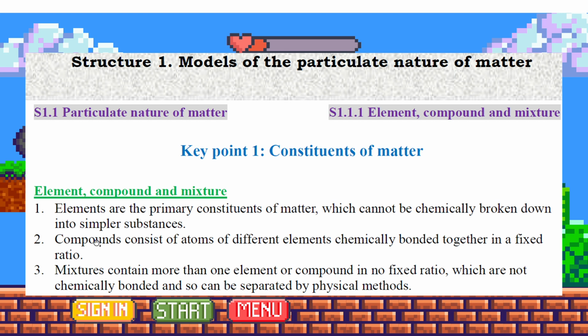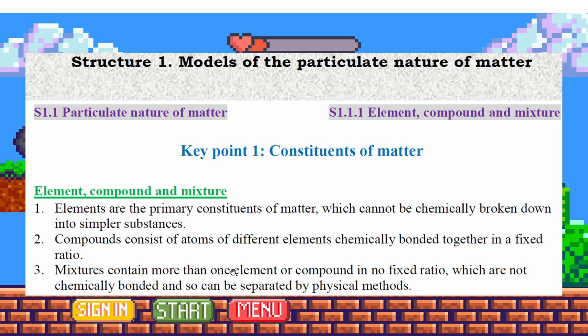So compounds consist of atoms. What is a compound? These elements join together chemically. They form chemical bonds in a fixed ratio and form a compound, not irregularly. There's some regularity, so the elements bond together in a fixed ratio. We call it a compound. And what's the opposite, if this is a random thing? We call it a mixture.